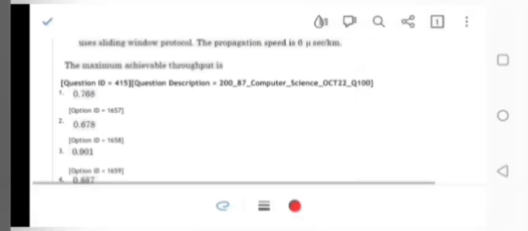A 3000 kilometer long trunk operates at 1.536 Mbps and is used to transmit 64 byte frames and uses sliding window protocol. The propagation speed is 6 microseconds per kilometer. The maximum achievable throughput is what? It will be 0.768. Number 1.